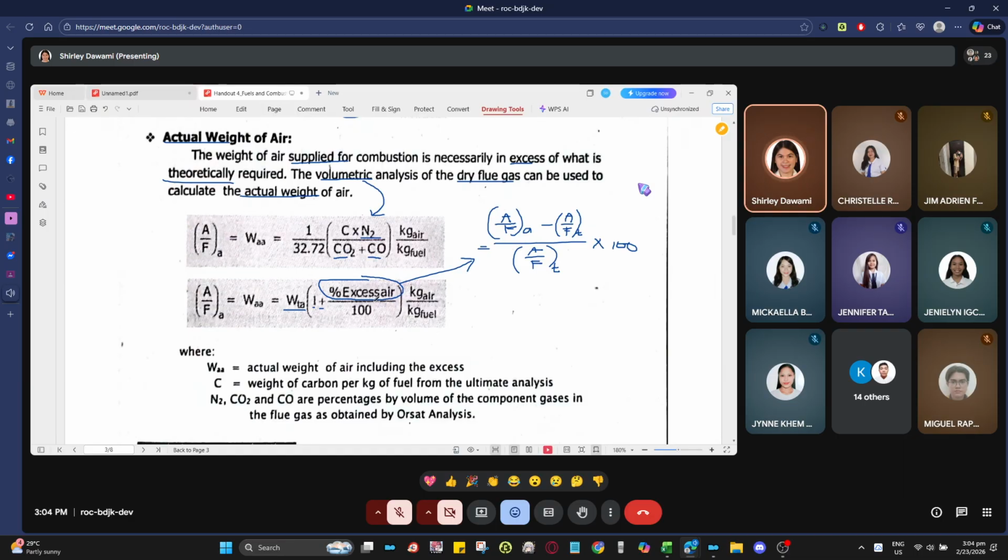So usually, this is what we will use. If the excess air is not given, then we have the formula for the percent excess air. So we have to find the theoretical air-fuel ratio and the actual air-fuel ratio.